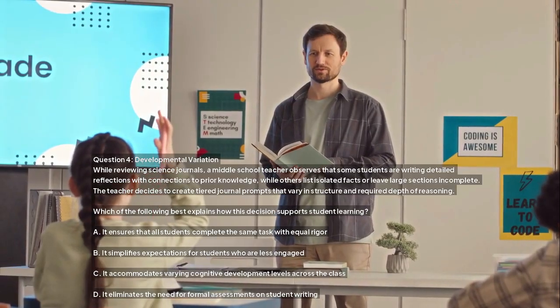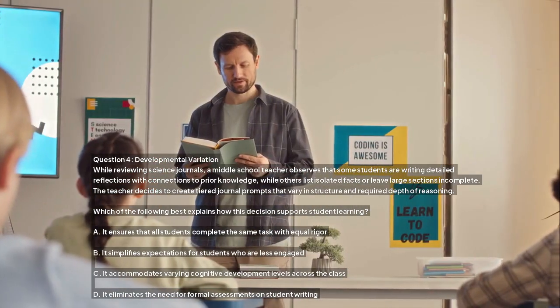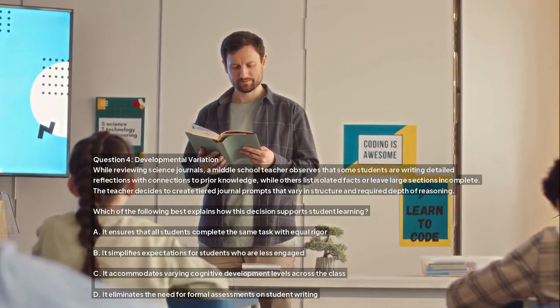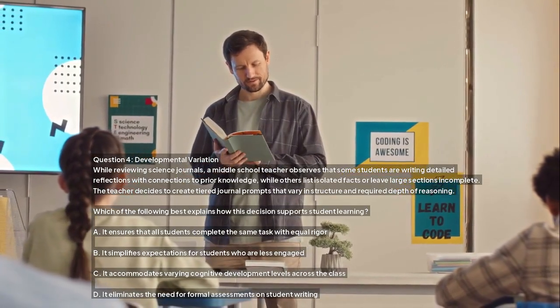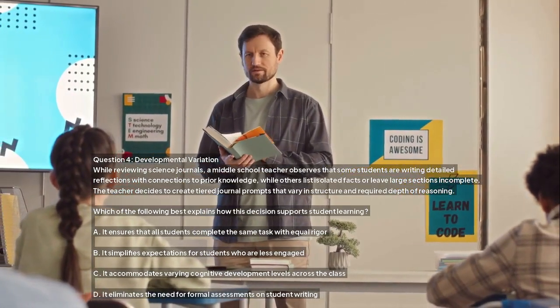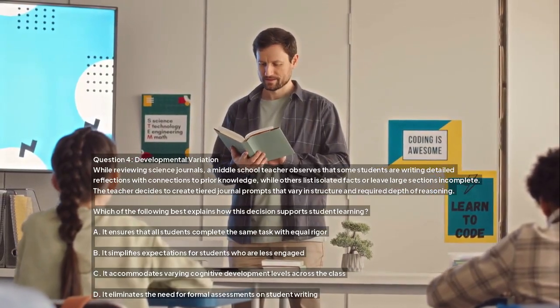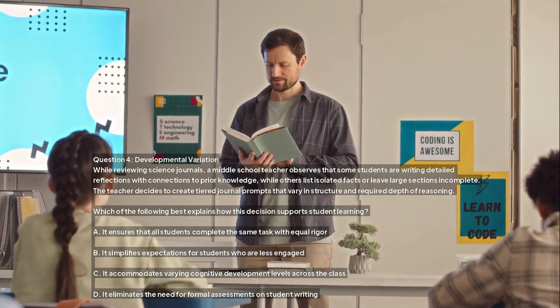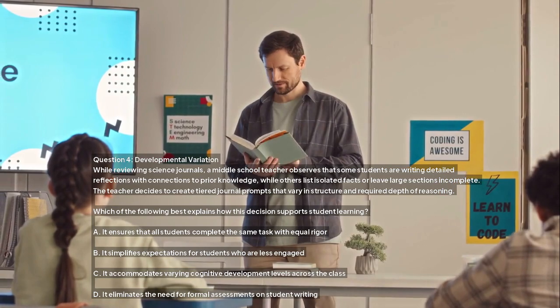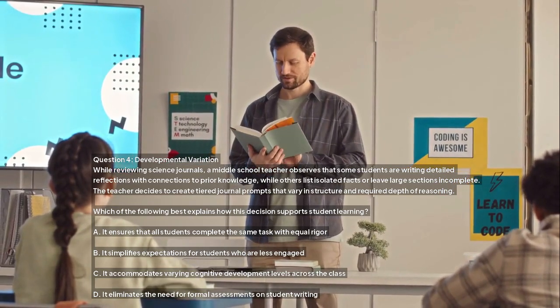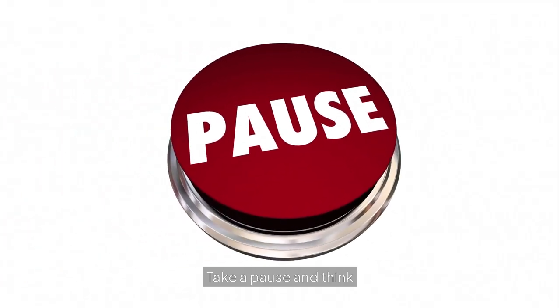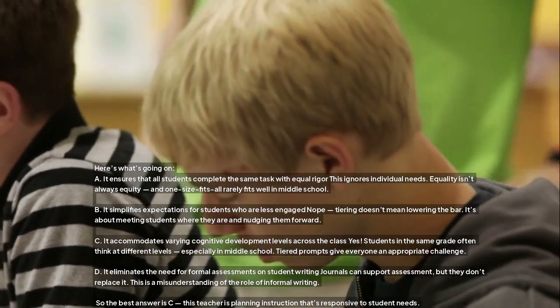A. It ensures that all students complete the same task with equal rigor. B. It simplifies expectations for students who are less engaged. C. It accommodates varying cognitive development levels across the class. D. It eliminates the need for formal assessments on student writing. Take a pause and think. Here's what's going on.